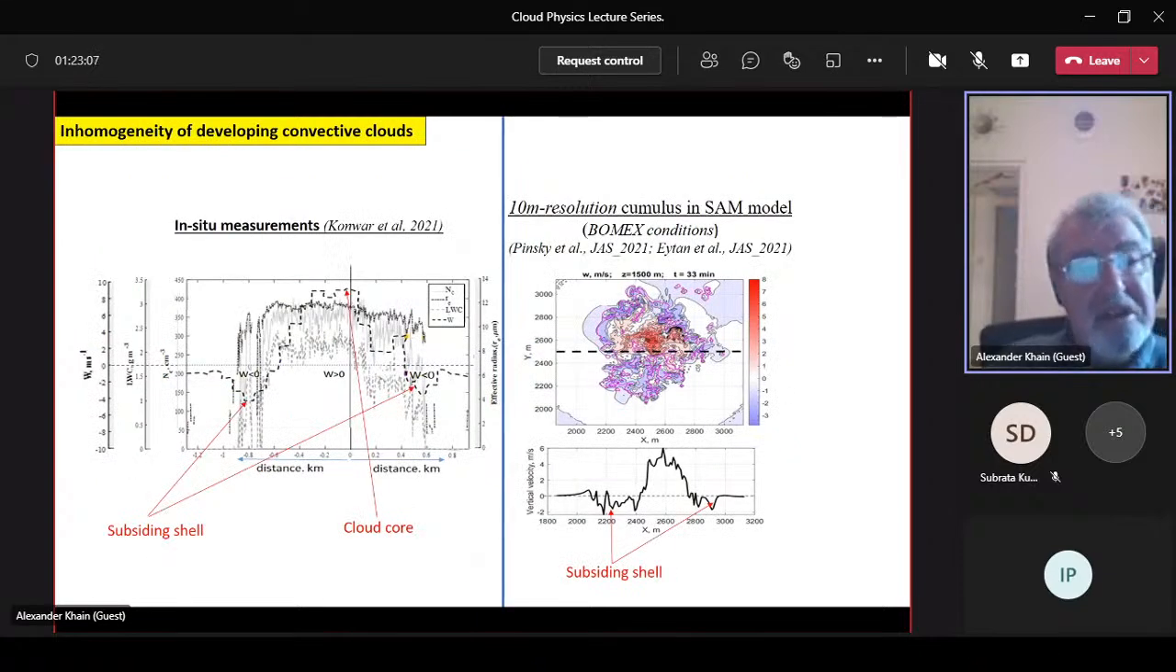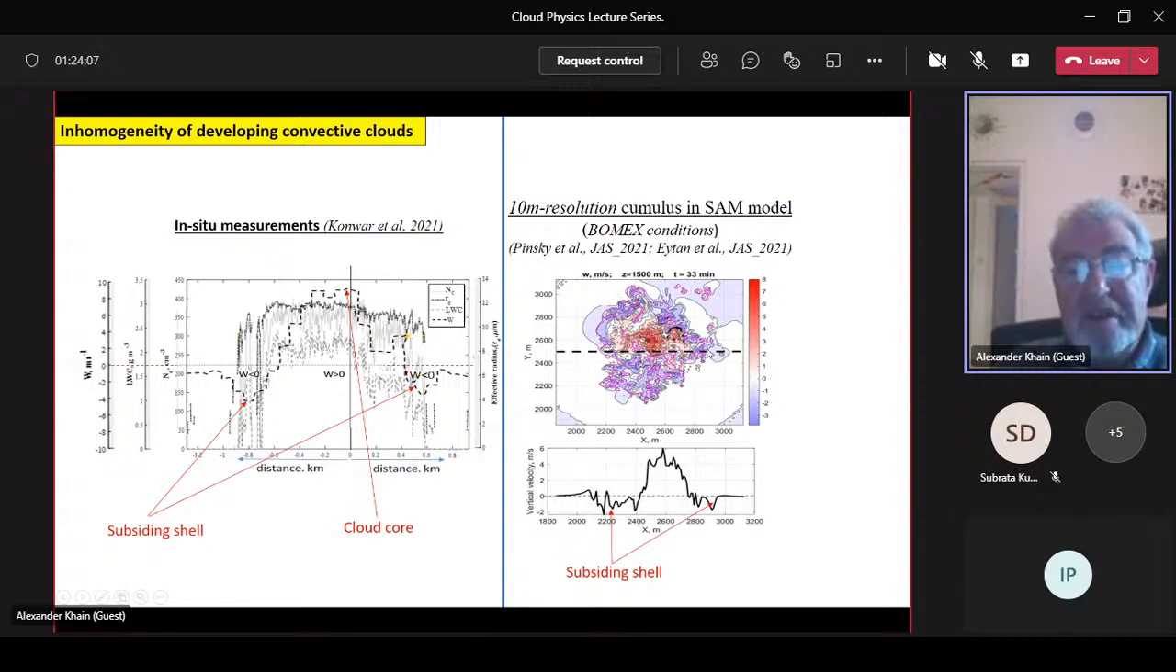And here I illustrate this inhomogeneity using only two examples. The first example is taken from in situ high-frequency measurements from this study. This is a flight, showing the values of vertical velocity and liquid water content along the track of the airplane. And you see the vertical velocity line. So we have high vertical velocity updraft in the cloud core or center, and subsiding shells near the edges of clouds.